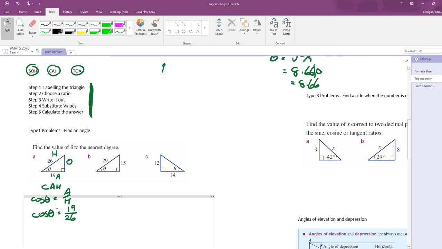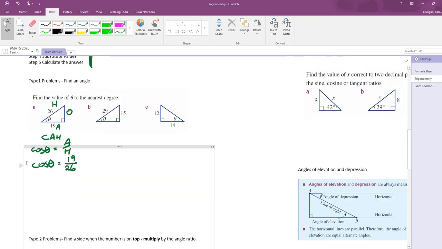Now I'm trying to find theta. I can't, this is cos theta. I've got to get this cos to the other side. So I take it to the other side. It is not going to be the same operation, it's going to be the inverse. And now I'm looking for cos minus 1 of 19 on 26.